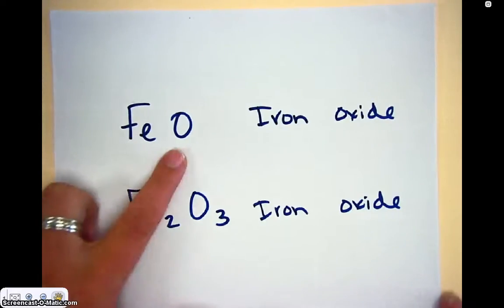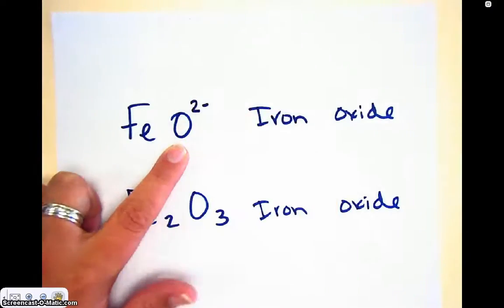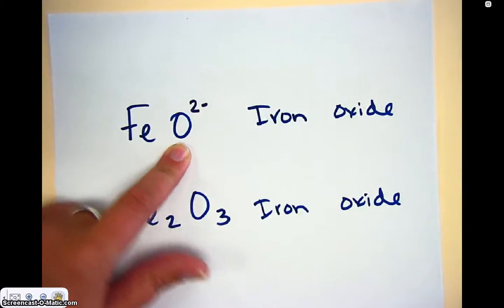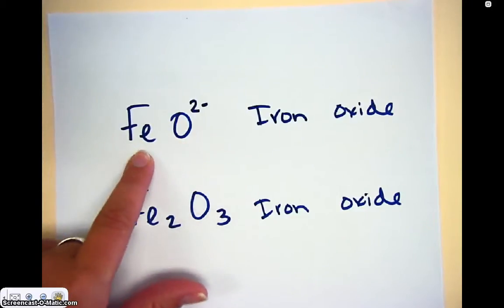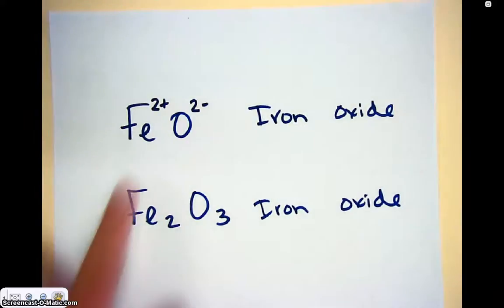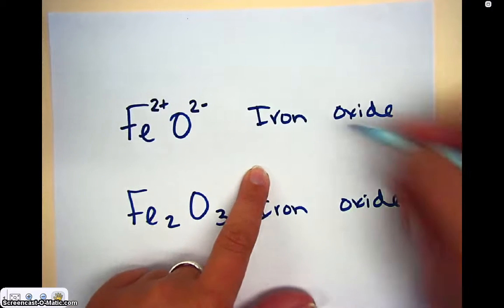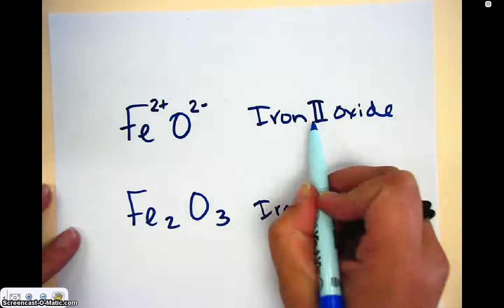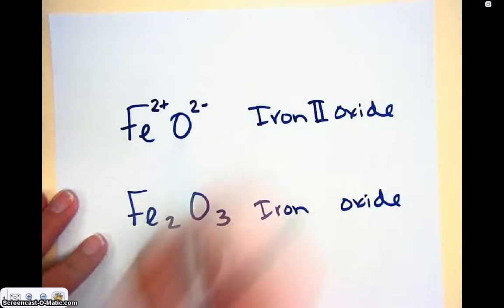So if we look at the periodic table, oxygen is in column 6, so we know that it is a 2-, okay? Ionic compounds are electrically neutral, so if this guy is a 2- and I only need one iron to balance him out, then he must be a 2+. So in order to indicate what charge iron has in the name, I use a Roman numeral. So I put 2. Okay? So iron 2 oxide means iron with a +2 charge with oxygen.